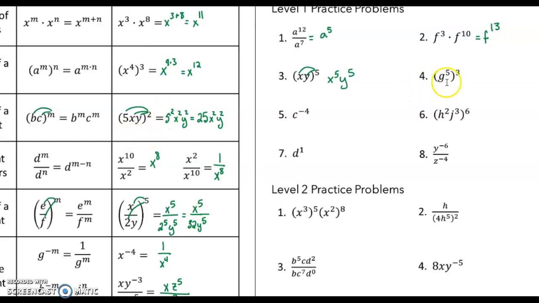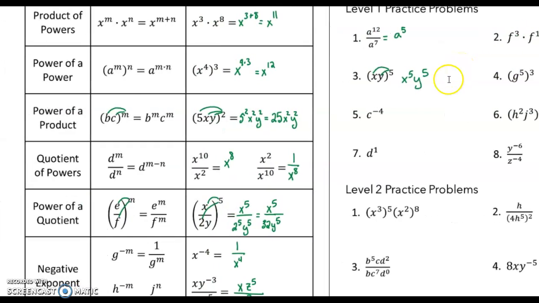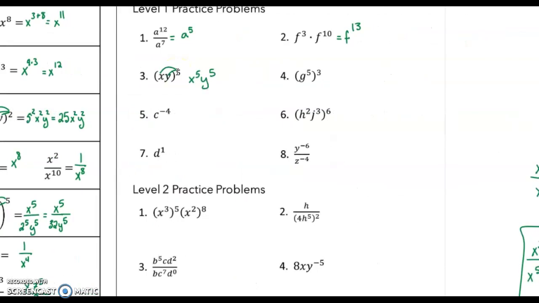On number 4, you have g to the 5th to the 3rd. So you have a power raised to another power. So that's this one, a power of a power. When we have a power with another power outside, you multiply them. So we're going to do 5 times 3, and we'll get g to the 15th.